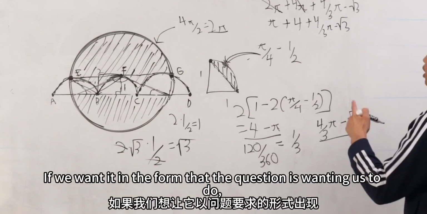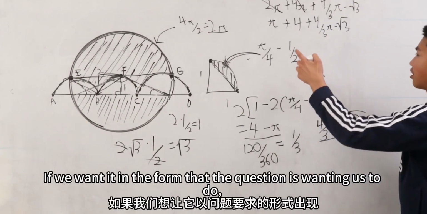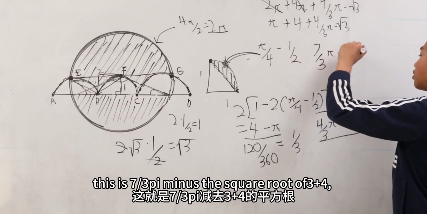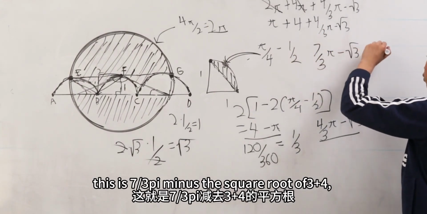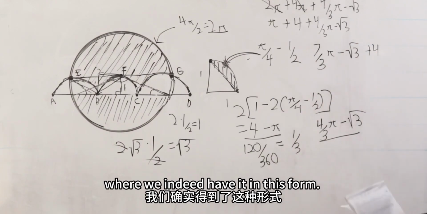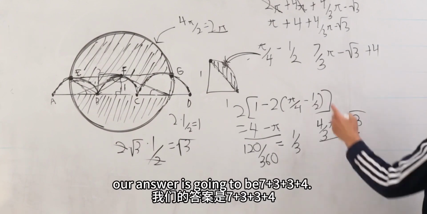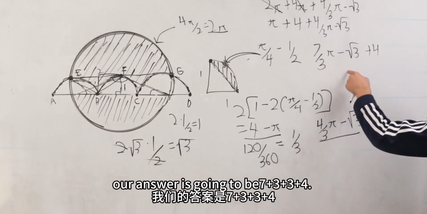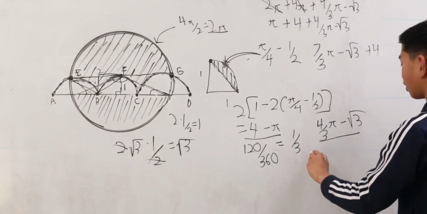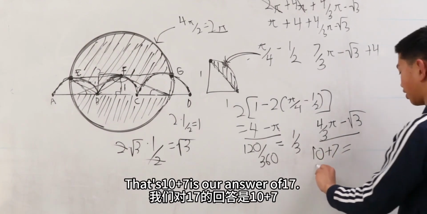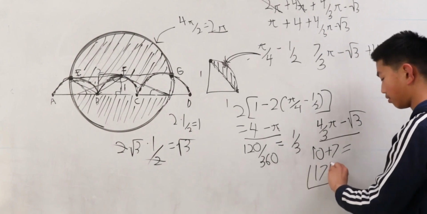If we want it in the form that the question wants, this is 7/3 pi minus the square root of 3 plus 4, where we indeed have it in this form right here. So our answer is 7 plus 3 plus 3 plus 4. That's 10 plus 7, so our answer is 17. We are done.